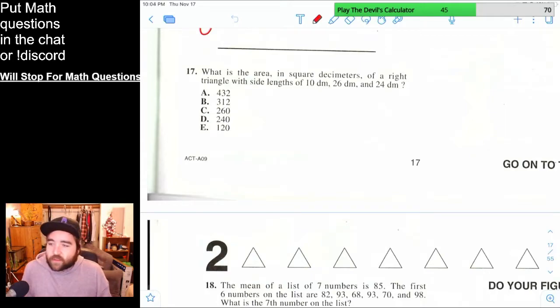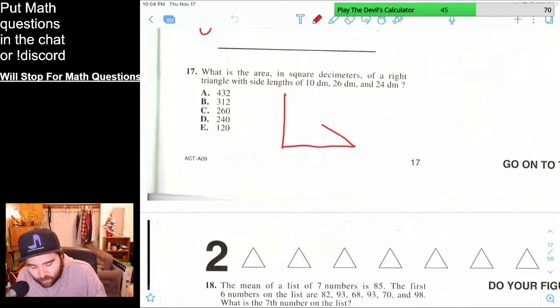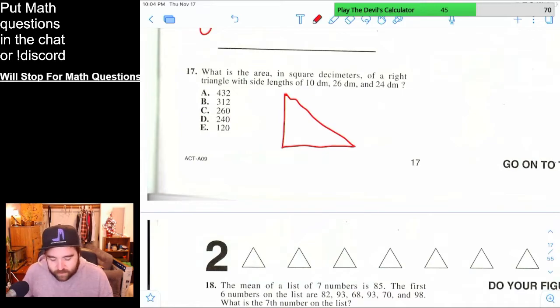So now we're on number 17. This is the next part of this ACT. So what is the area in square decimeters of a right triangle with the side lengths 10, 26, and 24? Don't get worried about the decimeters because that's just our units. That's fine. So they tell us 10, 26, and 24. And they tell us that it's a right triangle.